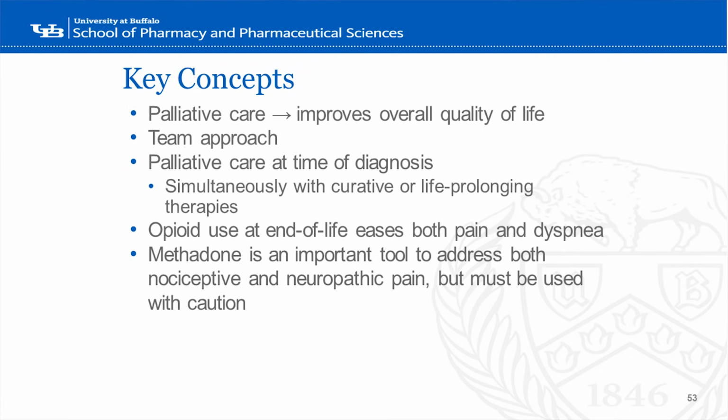And in summary, some key concepts. Palliative care should be implemented at the time of diagnosis, simultaneously with curative or life-prolonging therapies. Opioid use at the end of life eases both pain and dyspnea. And methadone is an important tool to address both nociceptive and neuropathic pain, but must be used with caution.